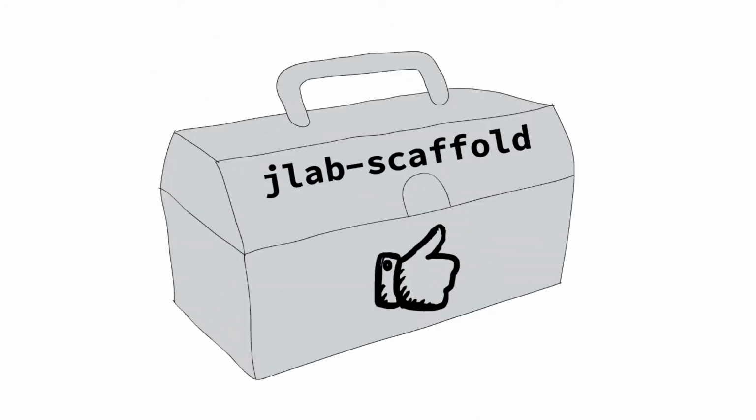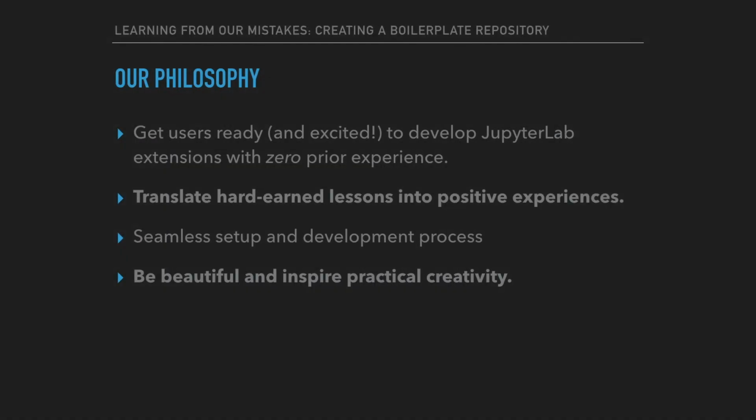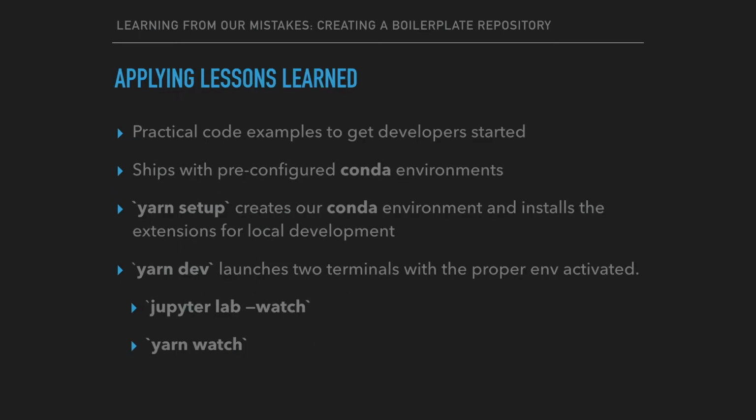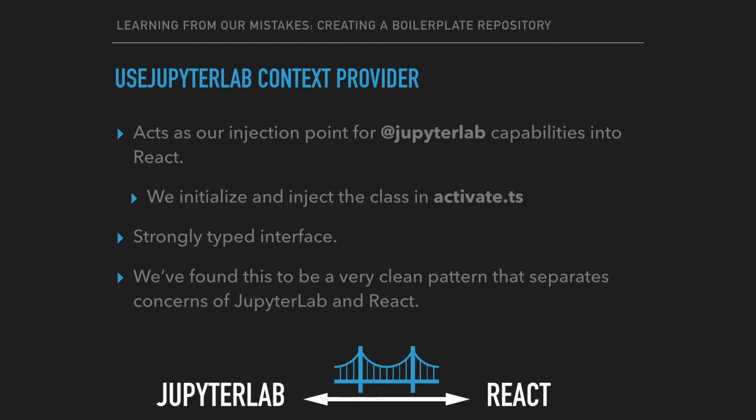And what emerges from those conversations is a set of best practices that we refer to as JLab Scaffold. This is the repository that we offer to developers within Capital One when they need a JupyterLab extension. We've got a lot of great features out of the box, but most importantly, extremely thorough documentation. Great setup scripts, great dev scripts, and, in my opinion, a great approach to tackling the different problems within JupyterLab extensions.